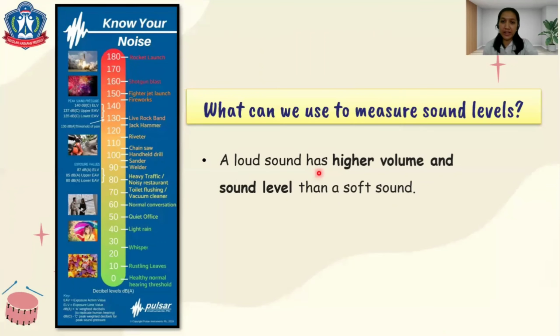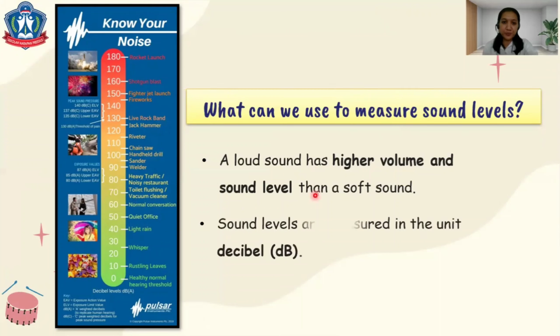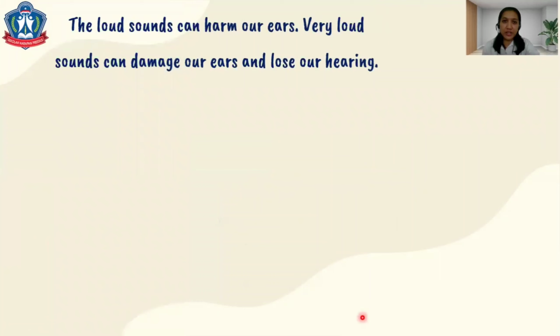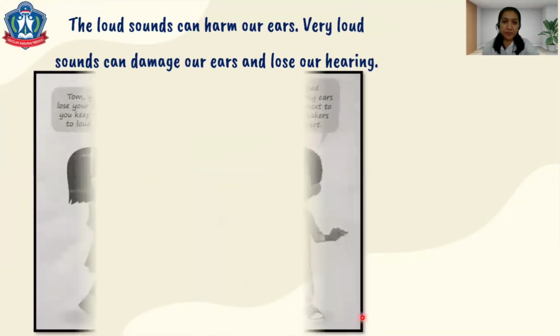A loud sound has a higher volume and sound level than a soft sound. Sound levels are measured in the unit decibel, or you can write dB. Loud sounds are 85 dB and above. Loud sounds can harm our ears. Very loud sounds can damage our ears and make us lose our hearing.